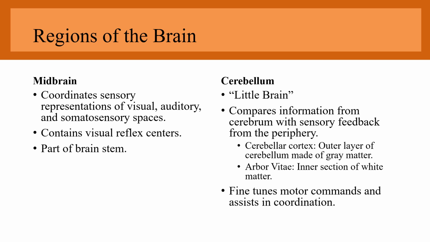Our next section is the cerebellum. So we're moving out of the brainstem momentarily. The cerebellum is also referred to as the little brain. The cerebellum compares information from the cerebrum with sensory feedback from the periphery. In the cerebellum, we have the cerebellar cortex and the arbor vitae. The cerebellar cortex is an outer layer of cerebellum which is made of gray matter. And the arbor vitae is the intersection of white matter. It's called arbor vitae because the formation of it seems to represent a tree. Overall, the cerebellum fine-tunes motor commands and assists in coordination.